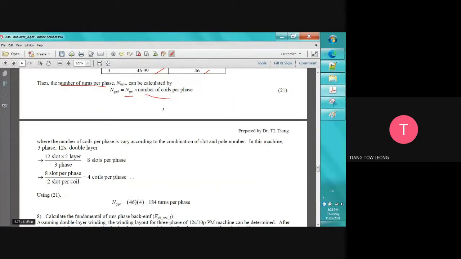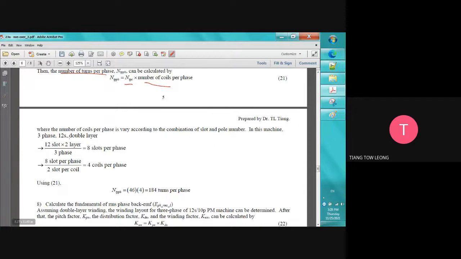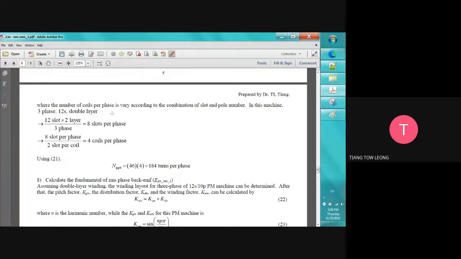We will look into the winding arrangement next week, where the number of coils per phase varies according to the combination of slot and pole number. So the number of coils per phase is according to the design. In this motor machine, we usually start from 3-phase, and let's say this is 12 slot and double layer. Slot can be changed, but 3-phase and double layer is a must.